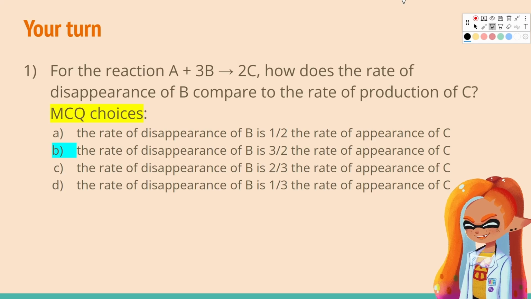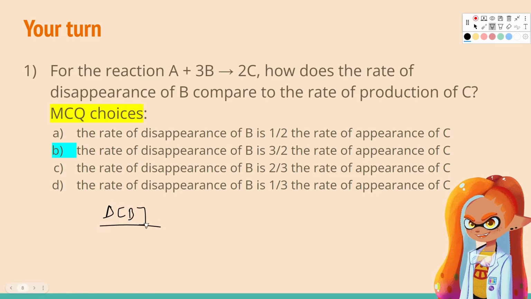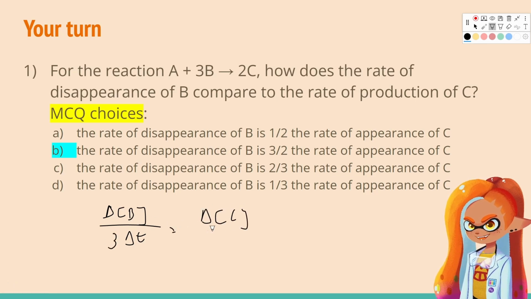Okay, so it is B, and I'll show why. So we have our delta B divided by delta T, and then we look for the coefficient, which is a 3, so that goes on the bottom. And then we do the same thing for C. So I show the concentration of C divided by delta T. The coefficient is 2 here.